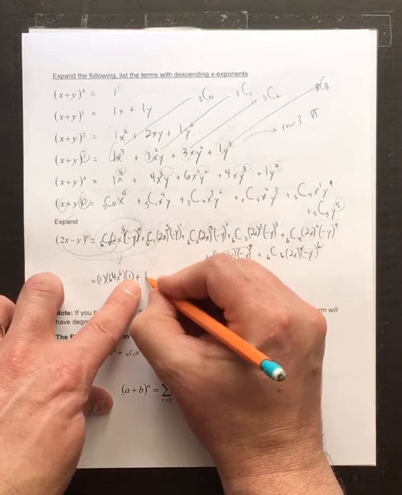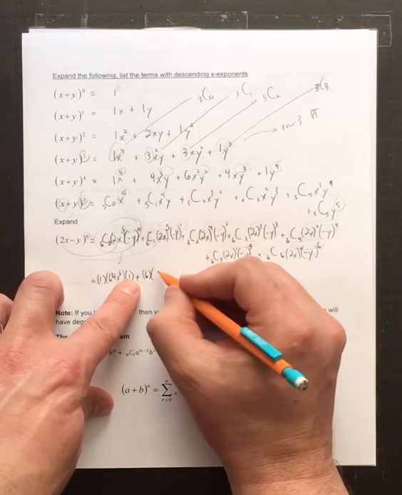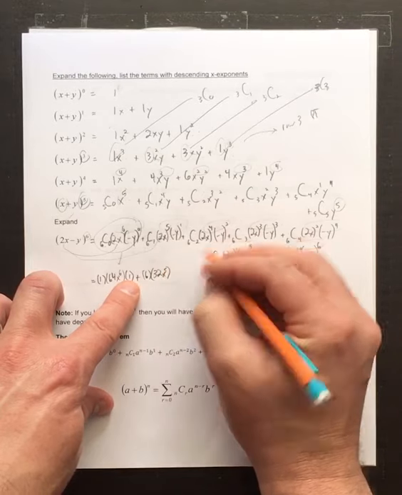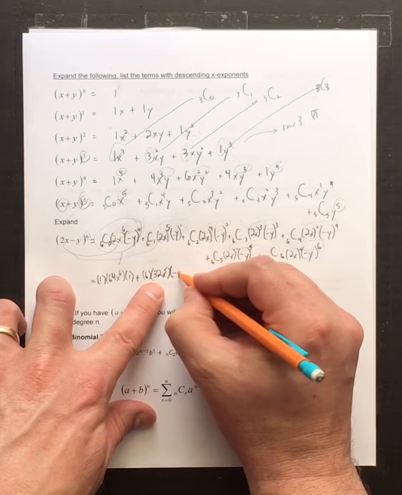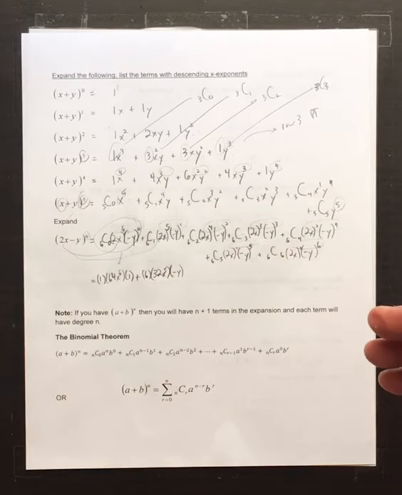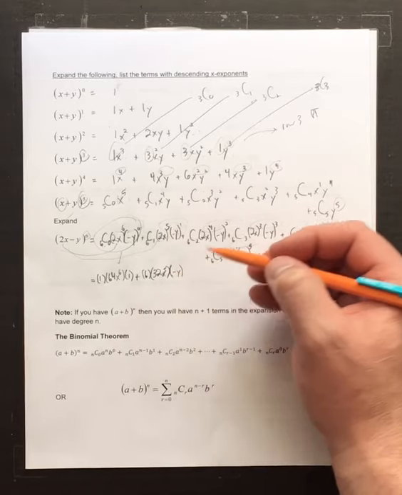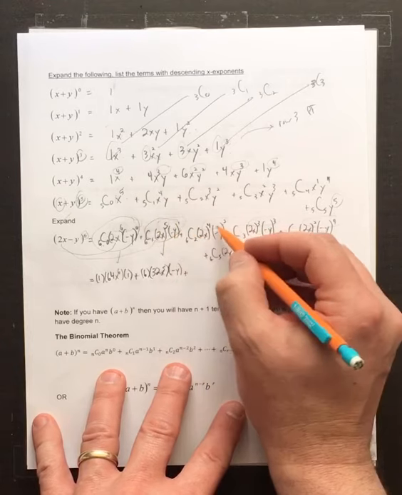6 choose 1 is a 6. 2x to the 5. 2 to the 5 is 32, and then x to the 5 is x to the 5. And then negative y to the 1. Now that's a bracket negative y. A very common mistake that a lot of students make when they're doing this expansion is that they think this is a minus y. No, you're multiplying by a negative y. It's different. So that's this one. Now we're going to do this one.